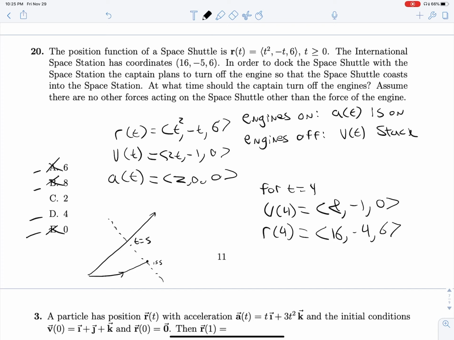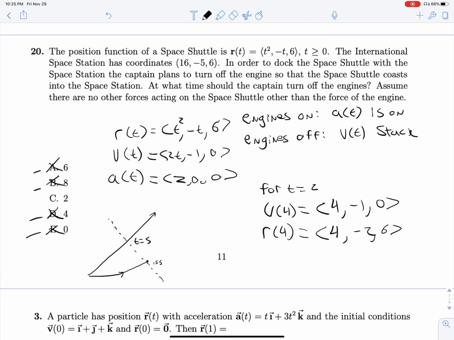We've got 16 in both the space shuttle and the space station's coordinates for their x-coordinates, but we're a second too soon because we know that we're limited by our y-coordinate drifting in there. And so D is out. What about t equals 2? For t equals 2, our velocity is going to get up to 4, -1, 0 before we cut our engines, and our position is going to get up to 4, -2, 6 before we cut our engines.